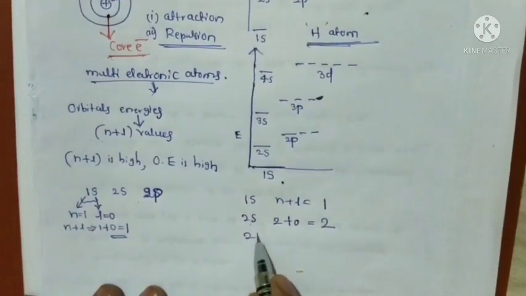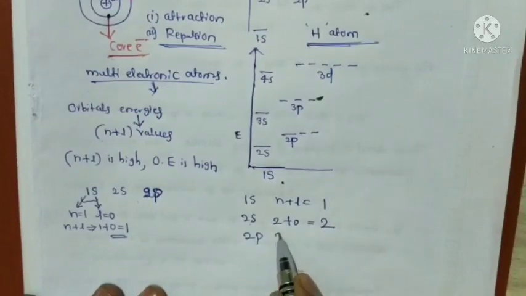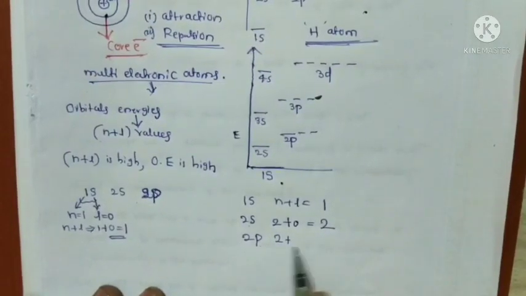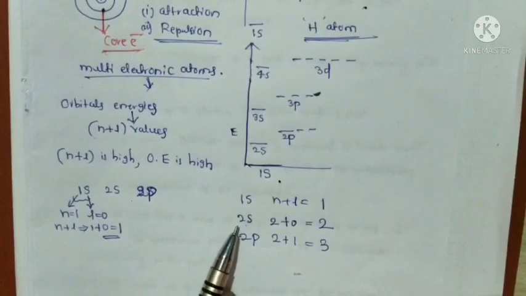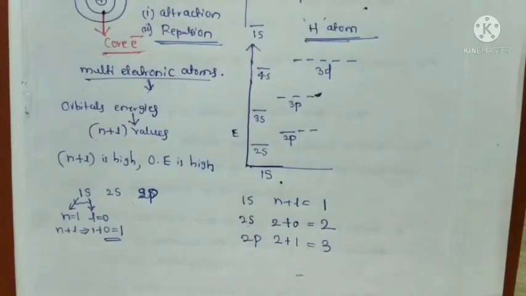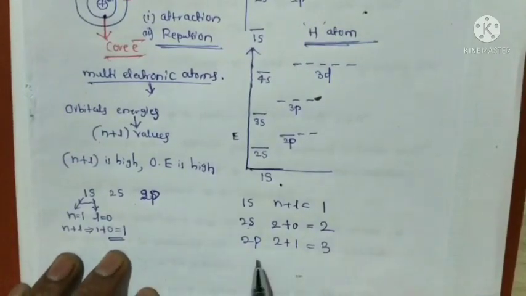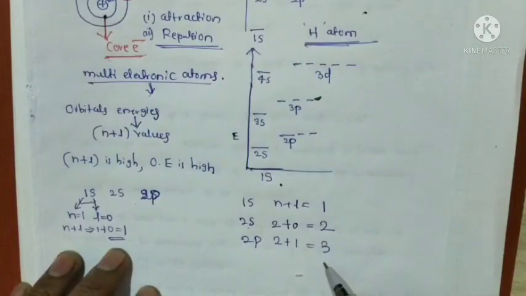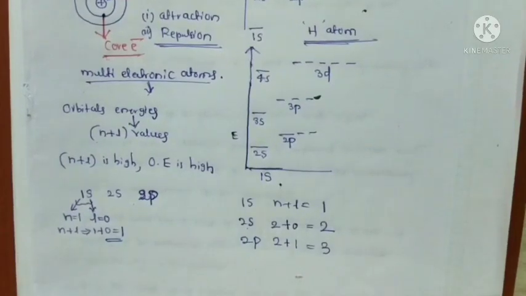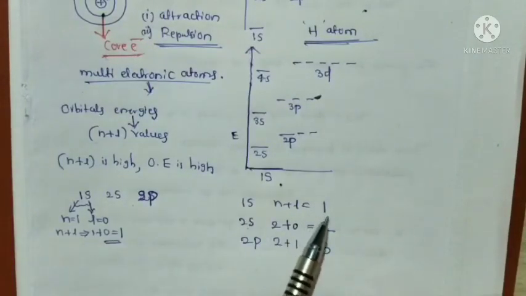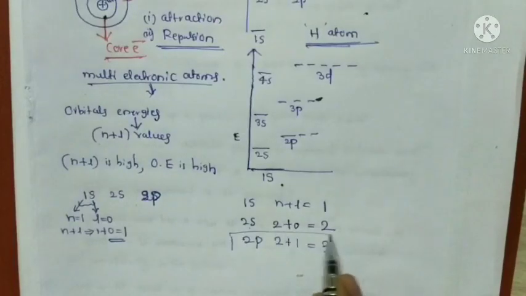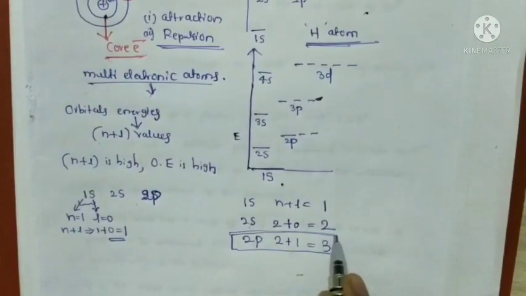And next the 2p orbitals. The n value is 2 and the L value for a p orbital is 1, so here it is 3. Comparing the 1s, 2s and 2p orbitals, which orbital has the highest energy? The orbital having the highest n plus L value has the highest energy. 1s has an n plus L value of 1, 2s is 2, 2p is 3. So the 2p orbital has the highest n plus L value.